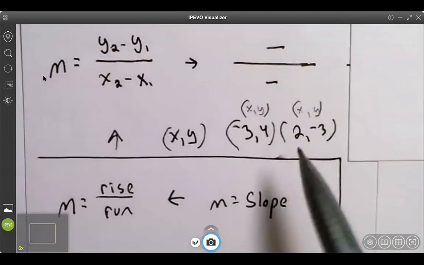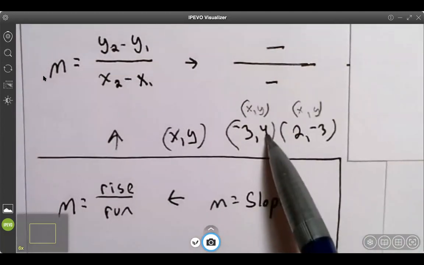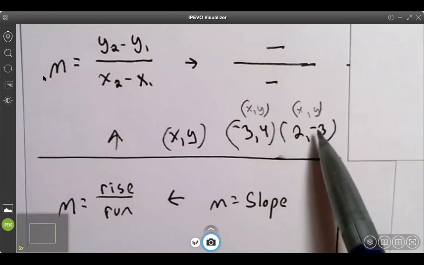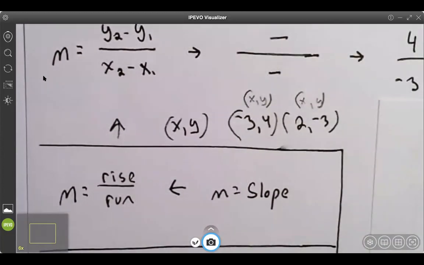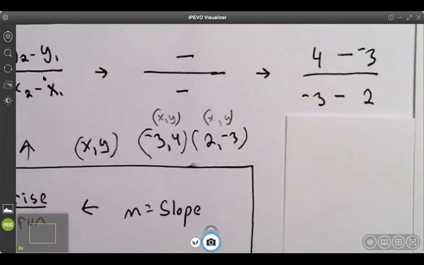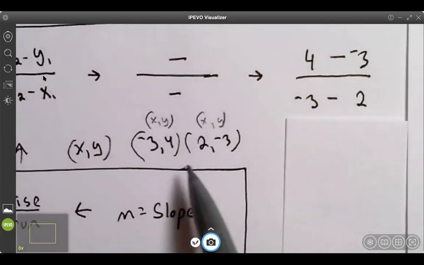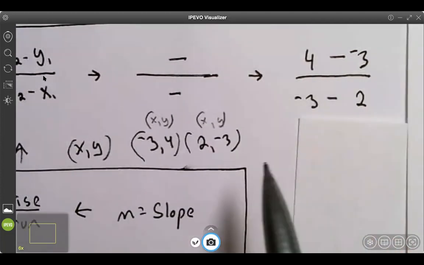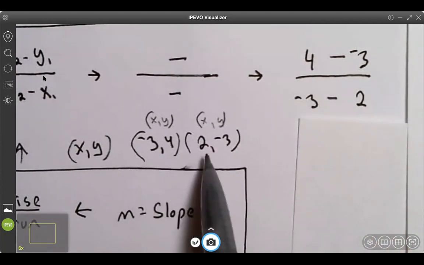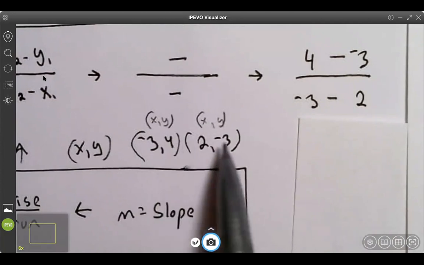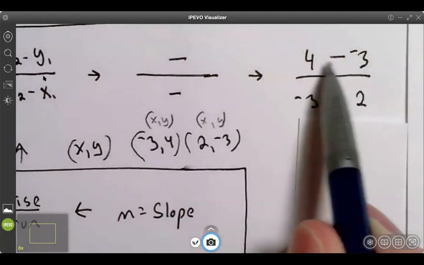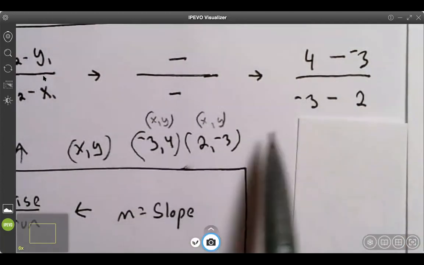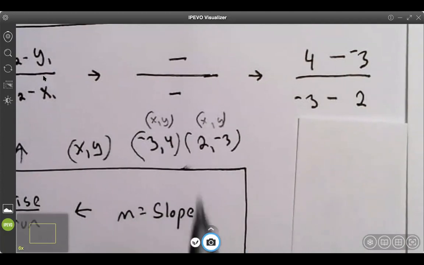My y values have to go on top. It doesn't matter if I go left to right on top, 4 minus -3. It just matters that I'm consistent. So if I say 4 minus -3 on top, then I have to say -3 minus 2 on bottom. If I go left to right on the y values, which I did, then I have to go left to right on the x values. If I had gone the other way on the y's, I could have gone the other way on the x's.